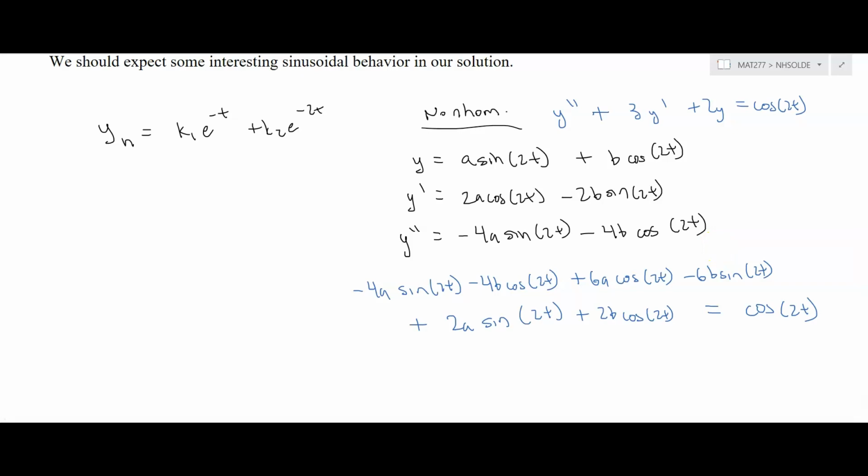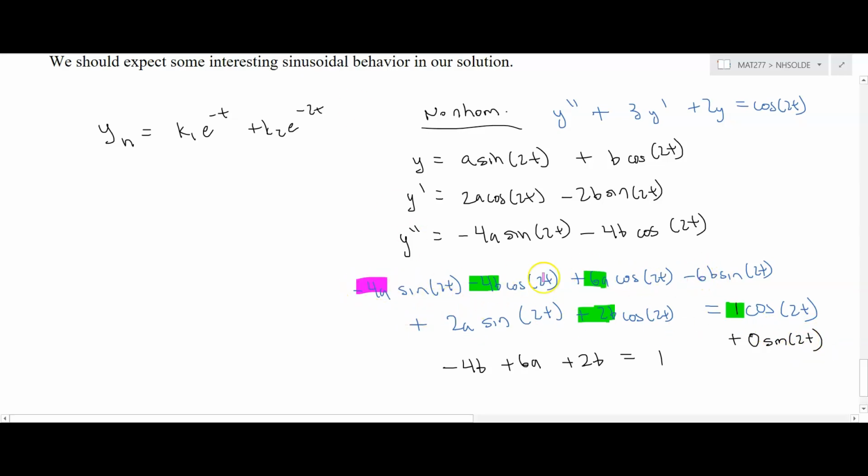All right, so let's think about this. We have cosine terms. So this cosine 2t plus this, that's not a cosine, it's a sine, plus this cosine of 2t plus this cosine of 2t has to add up to the coefficient of cosine 2t. Now that's a 1 right there, so I can say negative 4b plus 6a plus 2b has to equal 1. Now what about the sines? Well, there's no sine on the right-hand side, but I could write plus 0 sine of 2t. And so what that would enable me to do is to say all of the sines, their coefficients have to add up to 0.